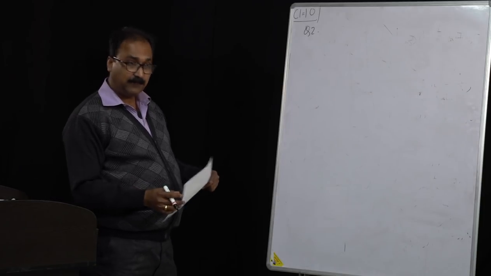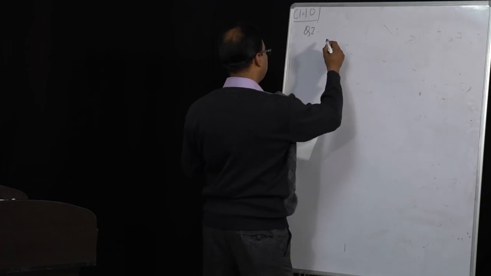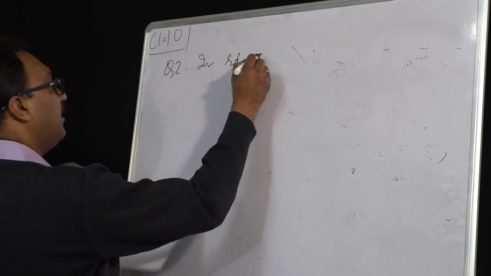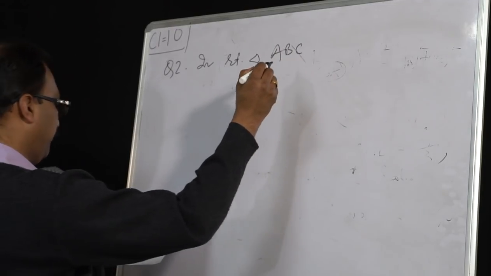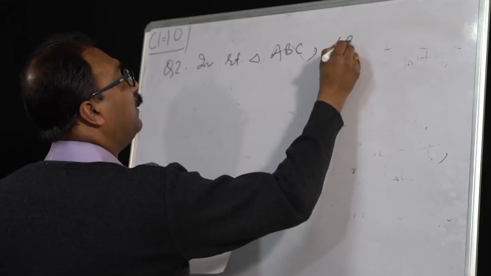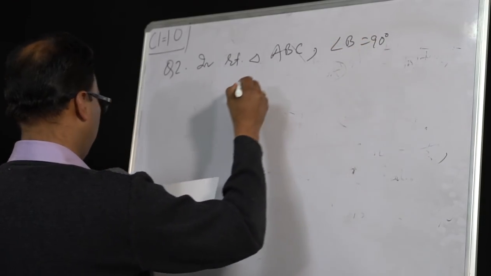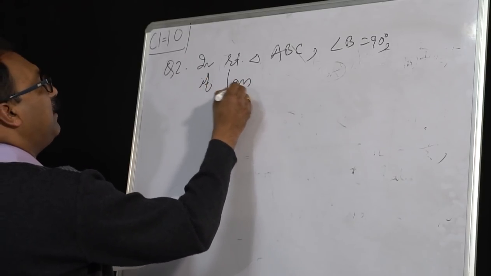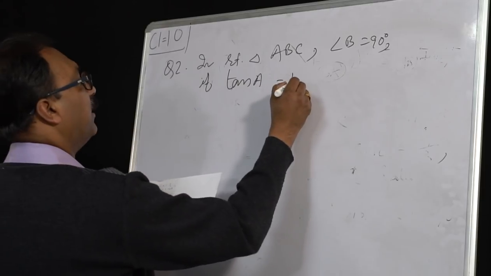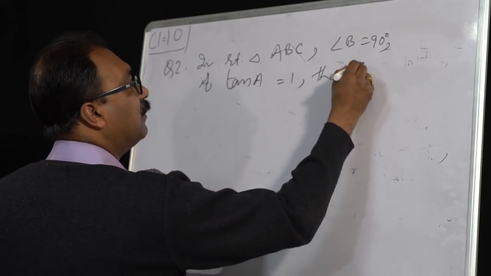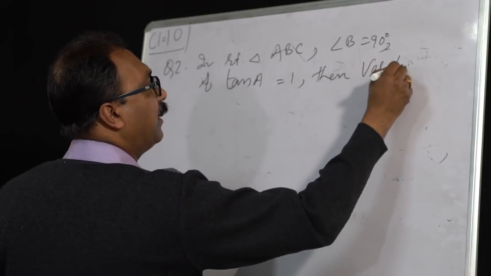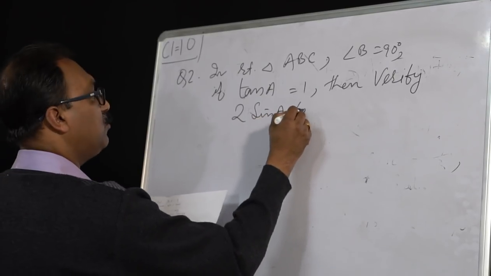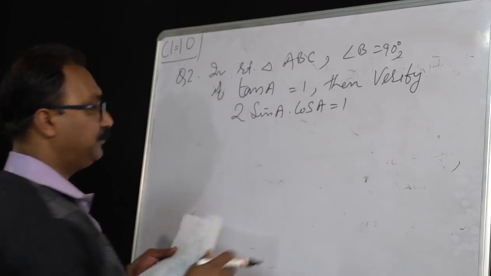Now we come to another type of problem. How to solve this type of problem? Look at this. The question is: in right triangle ABC, angle B equal to 90 degrees, if tan A is equal to 1, then verify 2 sin A into cos A equal to 1.